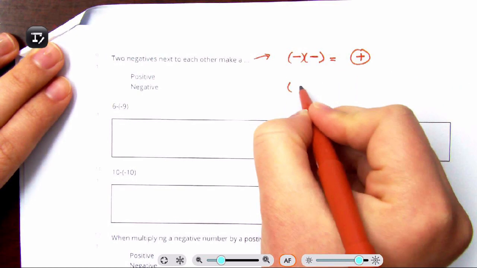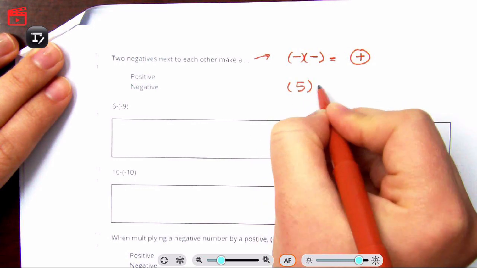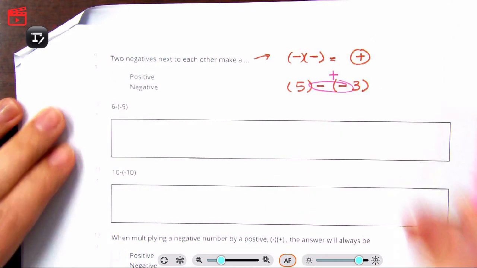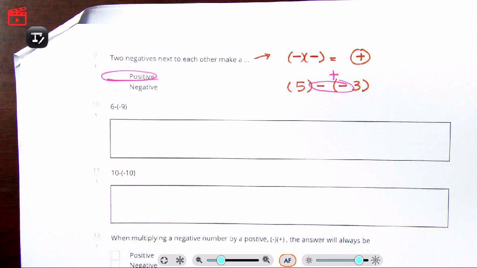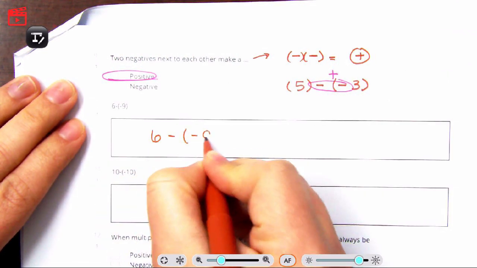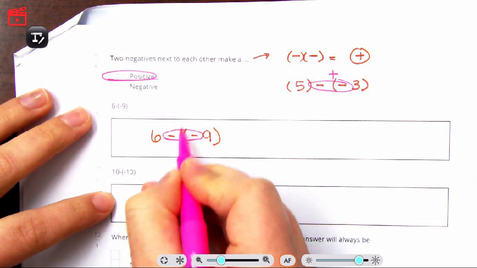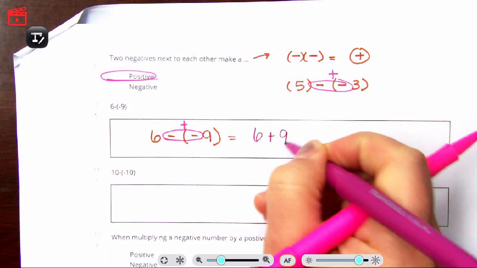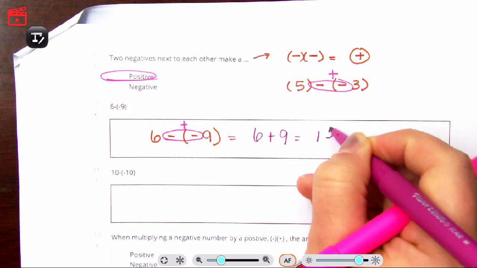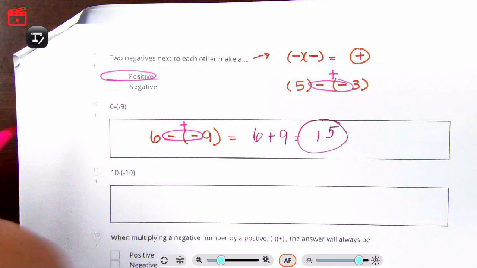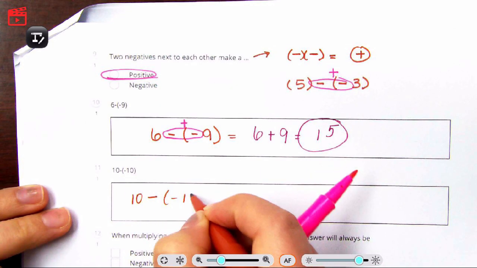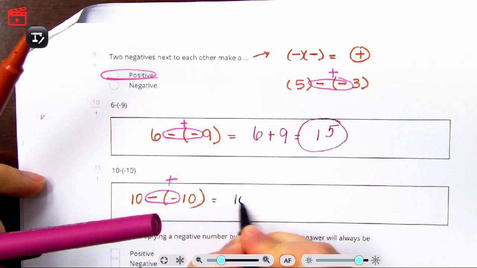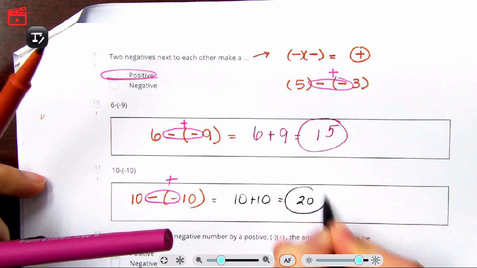Sometimes you're going to see this as well. Like 5 minus a negative 3. A negative and a negative, they make a positive. So the answer here is positive. Here's the example, a negative and a negative. What do they make? They make a positive. So this right here is 6 plus 9, which is 15. Let's do another one. Now I have 10 minus a negative 10. 2 negatives, they make a positive. So I have 10 plus 10, which gives me 20.